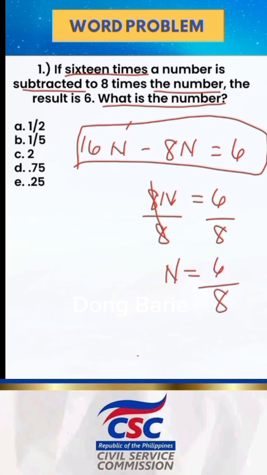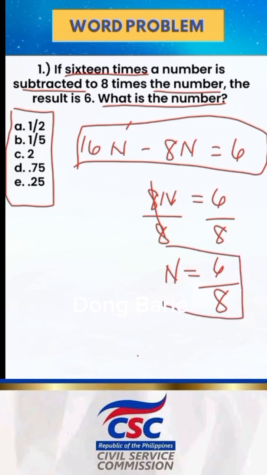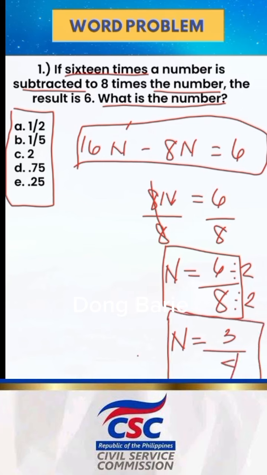Okay, dito sa choices natin, wala pong 6/8. At minsan binibigyan po nila ng twist at hindi talaga nila nilalagay yung mismong nakuha natin. So dito pwede po naman natin itong i-simplify. Okay, kunin natin yung greatest common factor niya na 2. So divide lang natin both sides by 2. Okay, para mas ma-simplify siya, n is equal to 6 divided by 2 is 3, 8 divided by 2 is 4. So 3/4. Okay, wala pa rin po dyan sa choices.